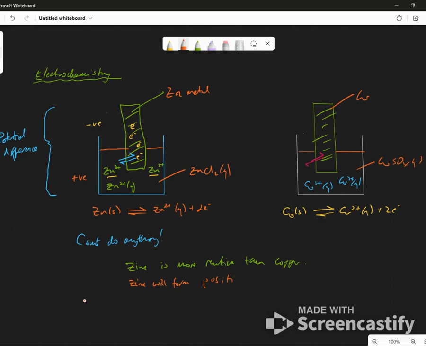So zinc is more reactive than copper, and therefore zinc will form positive ions. Doesn't zinc remain as an ion because it's more reactive? Yes, I think that's right. Zinc will form positive ions more readily. Now, we actually say this because zinc is more reactive. It forms the positive ions more readily. We say, and this is in the syllabus, it has a greater tendency to form the positive ion. Are we all good with that? Don't forget the thumbs up.